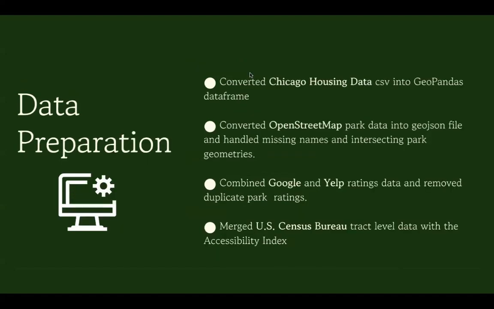To prepare this data for use in our index and visualization, we converted the Chicago housing data into a GeoPandas data frame, converted OpenStreetMap green space data into a GeoJSON file, and cleaned it by assigning default names to unnamed green spaces, merging intersecting polygons, and removing redundant polygons contained within others. We also combined Google and Yelp ratings data and cleaned it by removing duplicate green space ratings. Finally, we merged the U.S. Census Bureau tracts level data with the accessibility index.